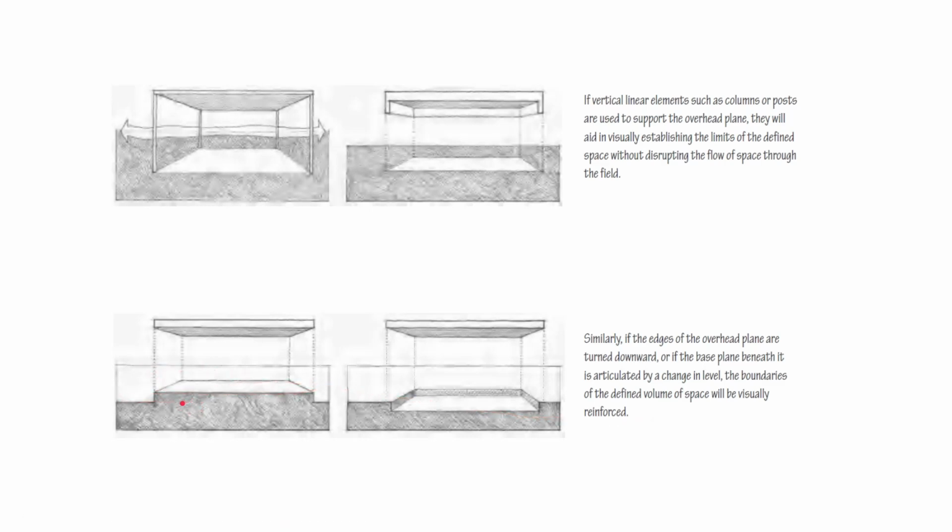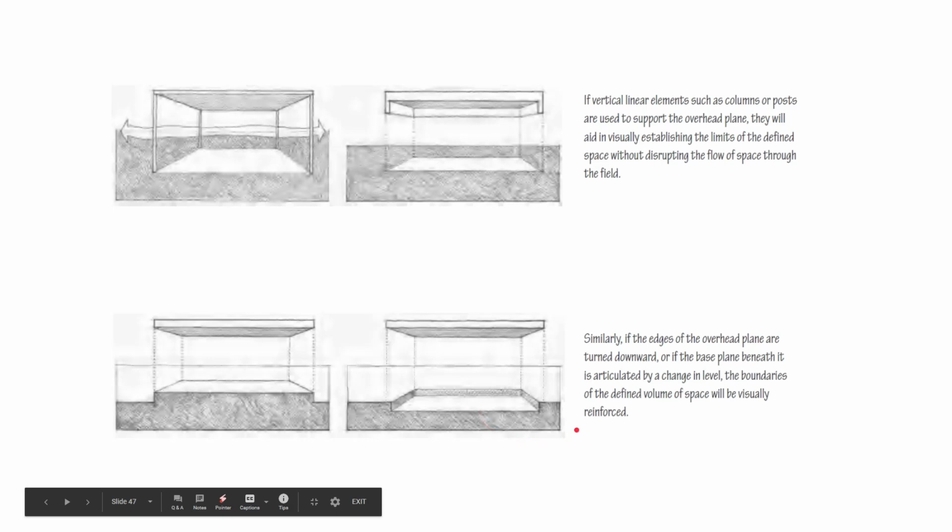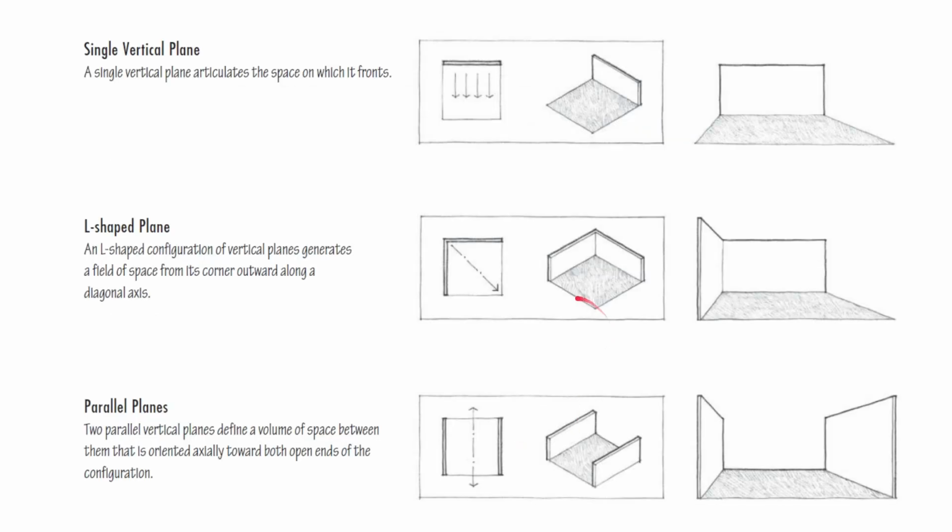So with this one, there is a change in level. So the visual volume of space would actually reduce. And on the other opposite end, the visual volume will actually increase given it is depressed to the plane. So you have examples of planes. So you have your single vertical plane, as a single vertical plane articulates the space on which it fronts. So this one, single vertical plane.